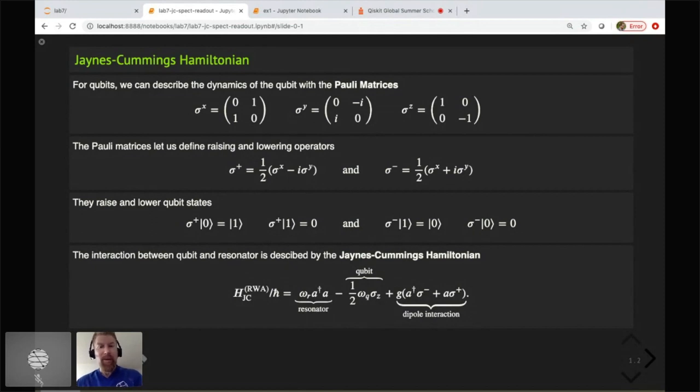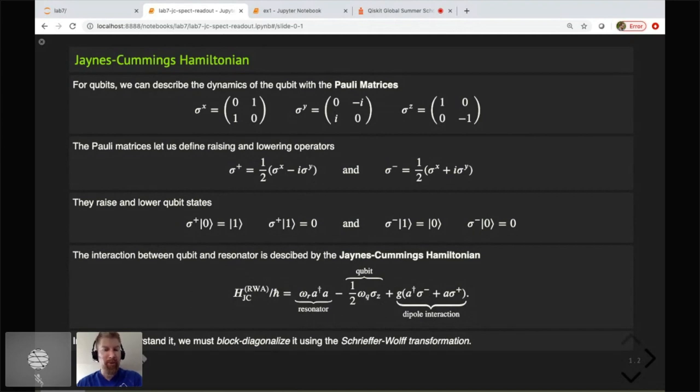So moving on, we're going to use a method called the Schrieffer-Wolff transformation, which will allow us to block diagonalize our Hamiltonian. And so we're going to go through and figure out what that means, how we do it, and how we apply it to our system.